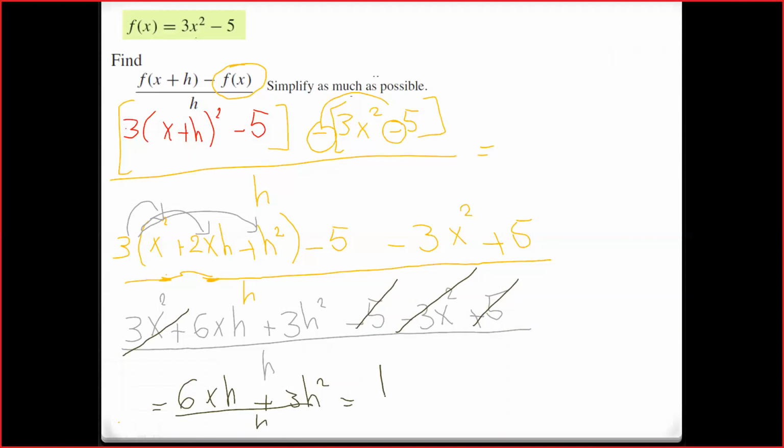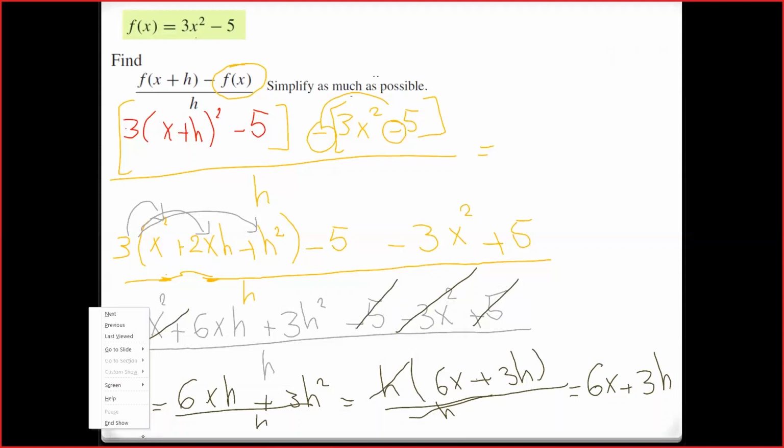Then I will take h as a common factor. So it will be h times 6x plus 3h over h. Why did I take the h as a common factor? To cancel it with the denominator. So the final answer now is 6x plus 3h. Just that. Is it clear?